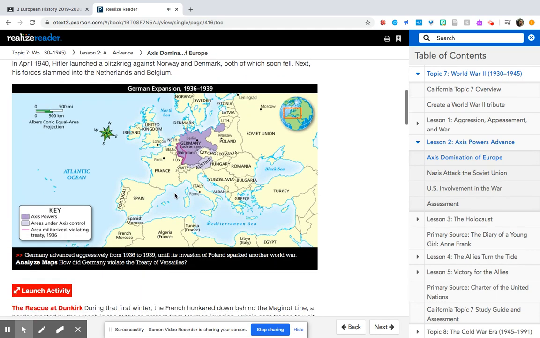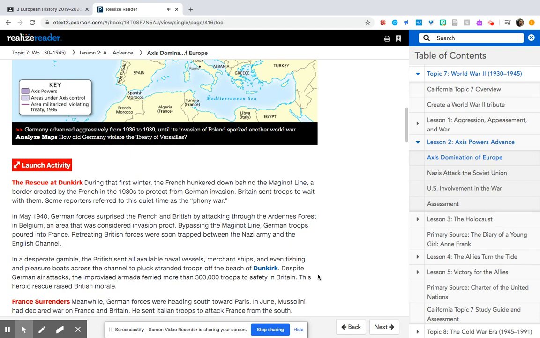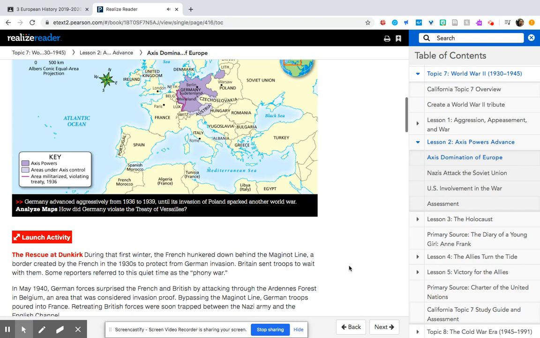The rescue at Dunkirk. During that first winter, the French hunkered down behind the Maginot Line, a border created by the French in the 1930s to protect from German invasion. Britain sent troops to wait with them. Some reporters referred to this quiet time as the Phony War.